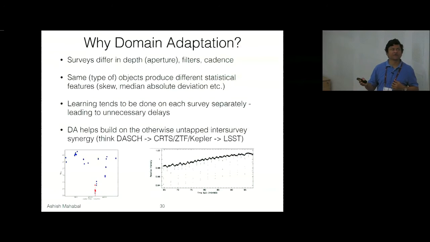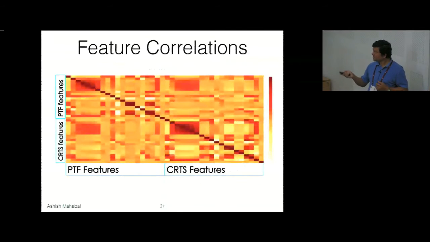So that's going to become more and more important as we start combining these data sets. So here is how, for instance, features look. We took those 50,000 variables that I mentioned earlier, the periodic variables, took light curves from PTF and CRTS for the exact same set of objects and derived the same statistical features for them.